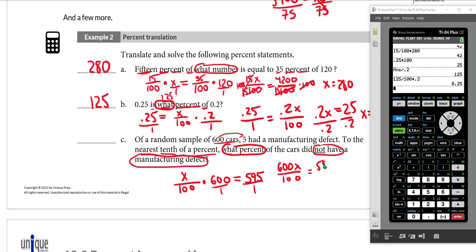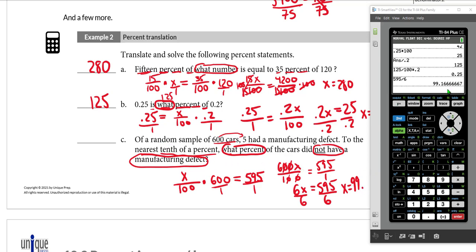Again, slap all those integers over 1, and on the left we end up with 600x over 100 equals 595 over 1. Would it be easier here possibly to cancel some of those zeros? Yes, it probably would. So we get 6x equals 595. Again, we could have just cross multiplied there. That would have been perfectly fine. We're going to divide both sides by 6. So we get 595 divided by 6. And I get x equals 99 point.